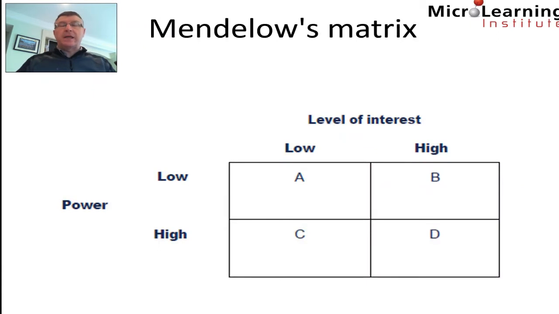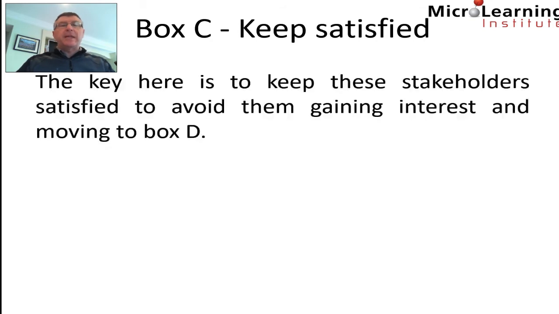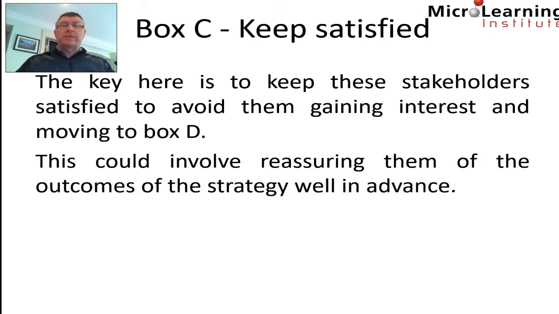Next, let's have a look at the stakeholders in box C. And these stakeholders, although they have very low interest in the strategy, their power to determine whether the strategy proceeds or whether they can withdraw support for the strategy, their power is deemed to be quite high. And Mendelow proposes that the best strategic approach for these stakeholders is to keep them satisfied. The key here is to keep these stakeholders satisfied in order to avoid them gaining interest or moving to box D. This could involve reassuring them of the outcomes of the strategy well in advance of implementation.